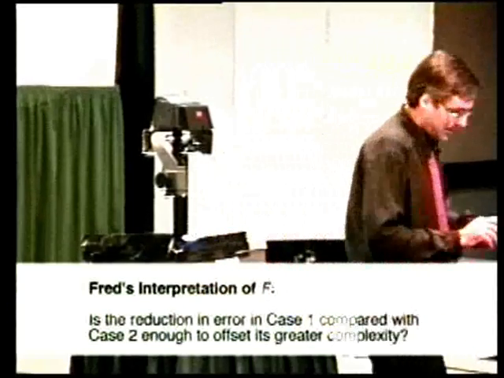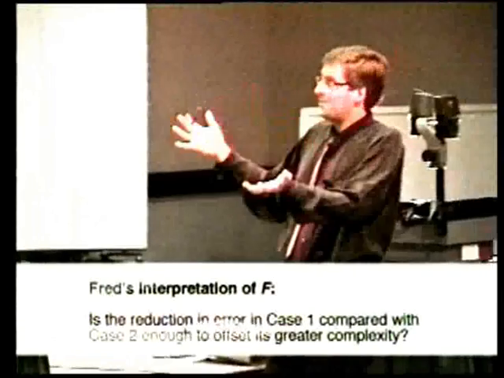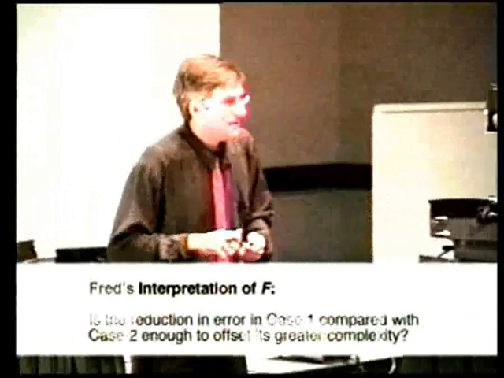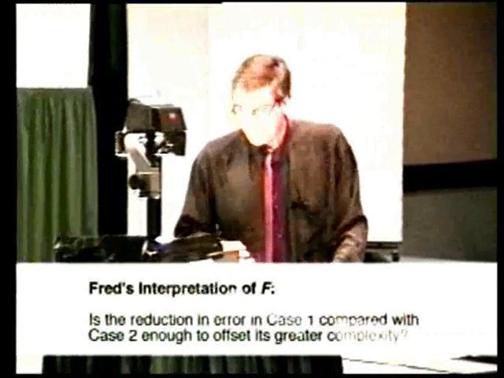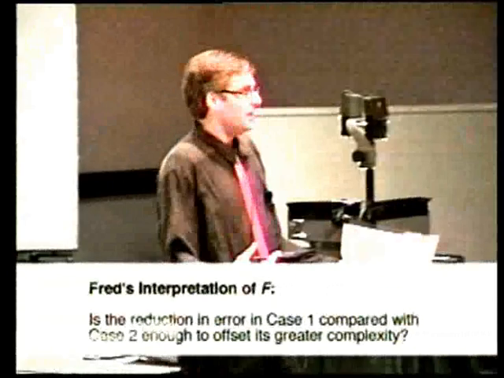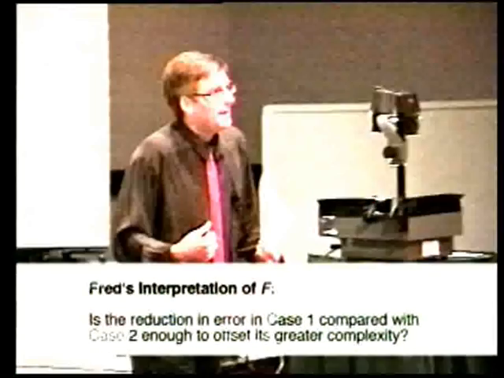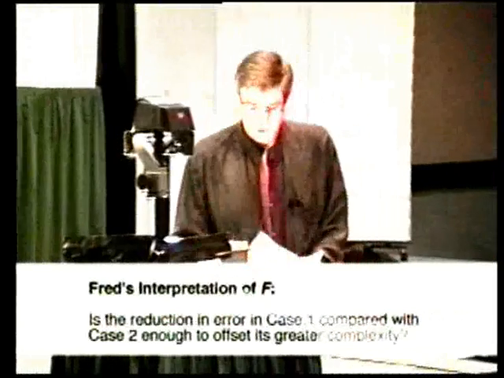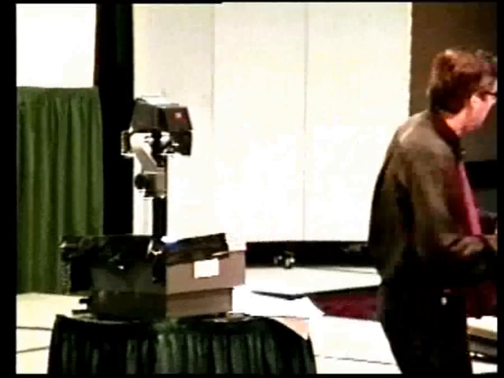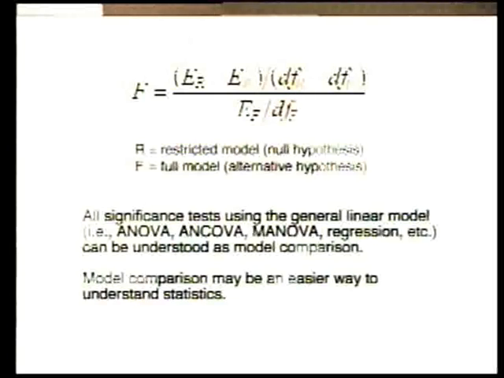Contrast that with Fred's interpretation of his benefit-cost ratio, which is simply: is the reduction in error in case 1 compared with case 2 enough to offset its greater complexity? Now, I don't know if you're like me, I think that Fred's interpretation of F seems a bit more intuitive, easier to understand than the traditional interpretation of F. And in fact, what Fred has done is to rediscover what's called the model comparison approach to analysis of variance.